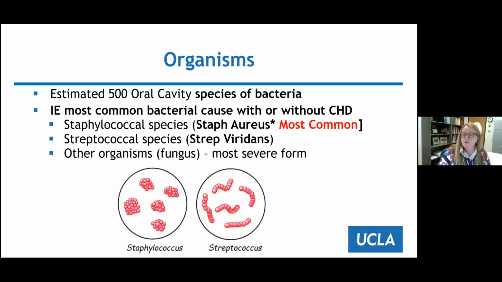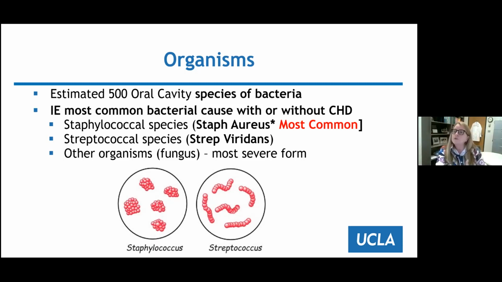Oftentimes, Strep viridans is more common in the mouth. So if that comes back on our blood cultures, we can pretty much narrow that down to a potential dental cause. And Staph aureus is often skin related on the surface.